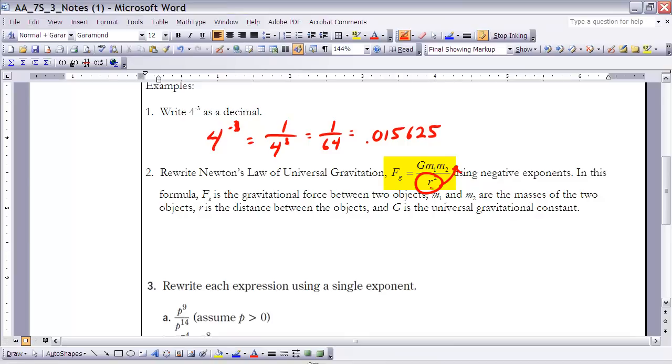So I can rewrite this as f sub g is equal to g times m sub 1, m sub 2, and then I'm going to have r raised to the negative second power. And now I have it as a formula involving negative exponents.